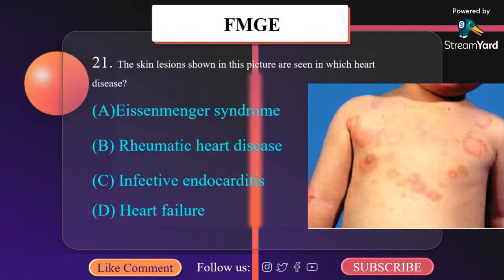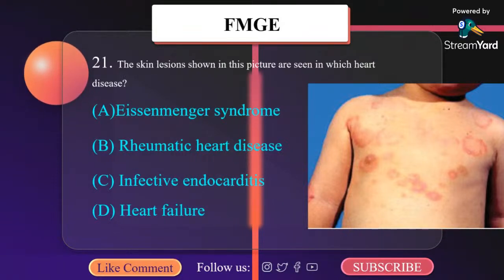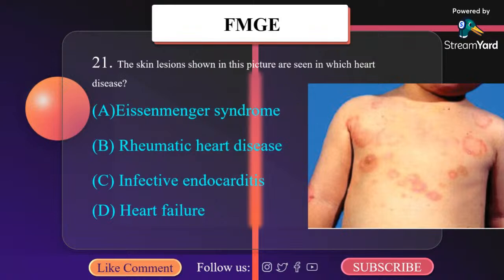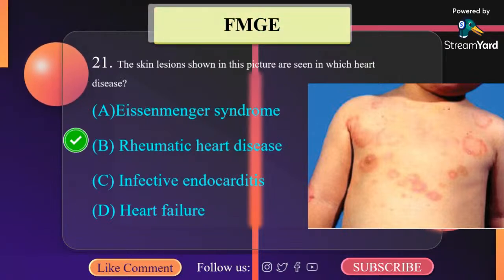The skin lesions shown in the picture are seen in which heart disease? Well, they are erythema marginatum. A. Eisenmenger syndrome. B. Rheumatic heart disease. C. Infective endocarditis. D. Heart failure. It is rheumatic heart disease.